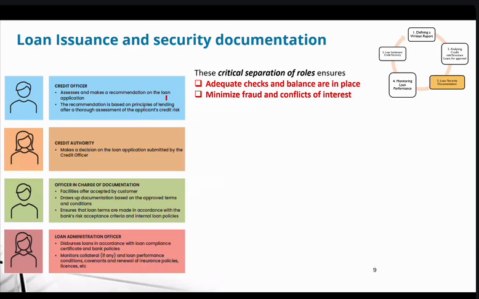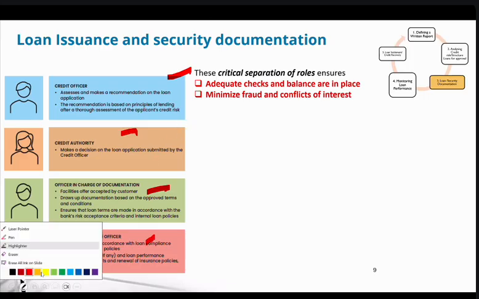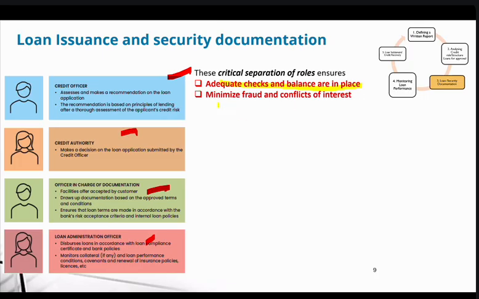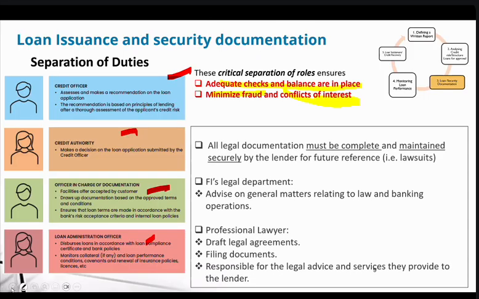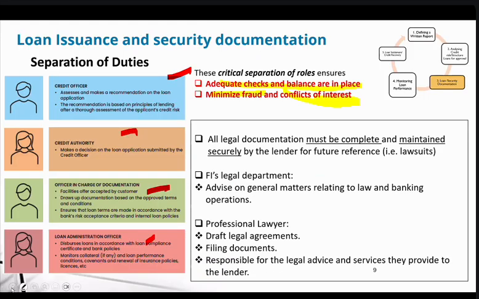In terms of why we have separation of roles between different departments, there are 3 reasons. 1, you need to maintain adequate checks and balance. 2, you want to minimize fraud. And third reason, minimize conflict of interest. I assume you guys are taking notes, okay? Anyways, now here the legal documents must be completed and maintained securely by the lender for future reference.